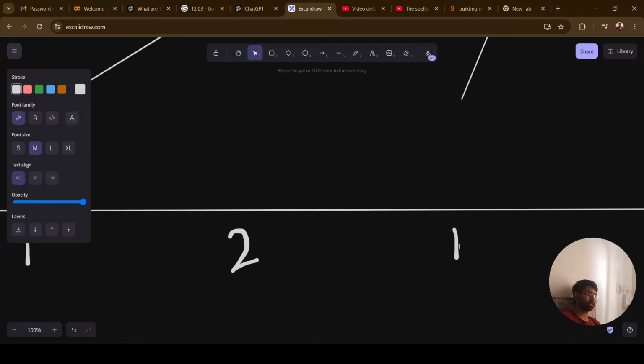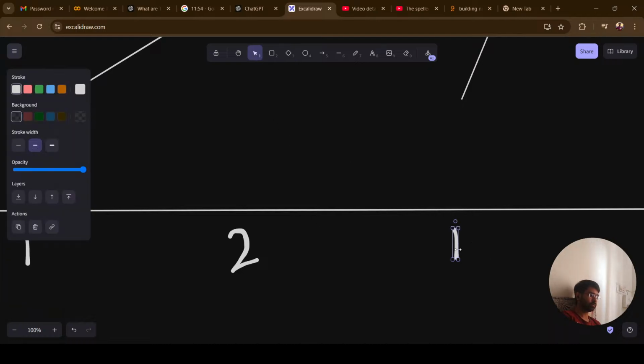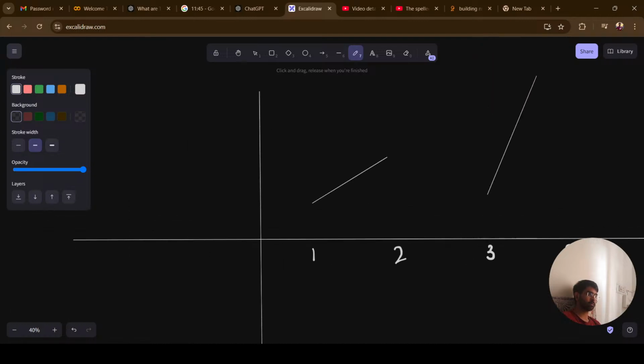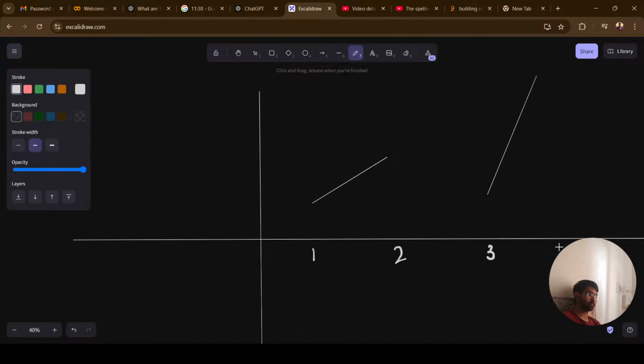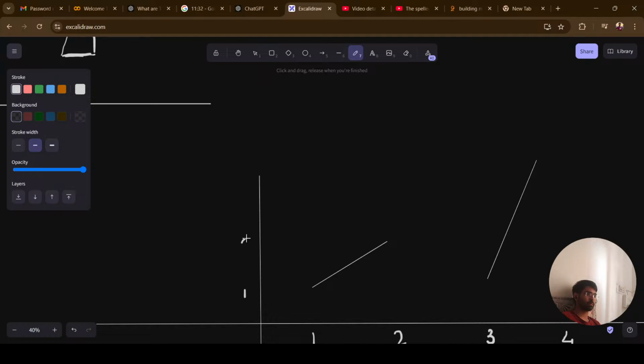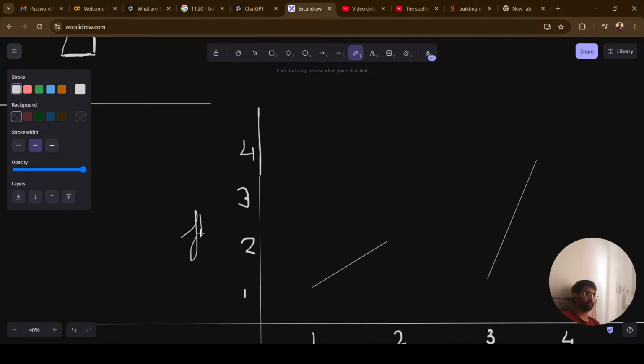Hey, I cannot change this or what? But this is in meters. Okay, this is the feet.